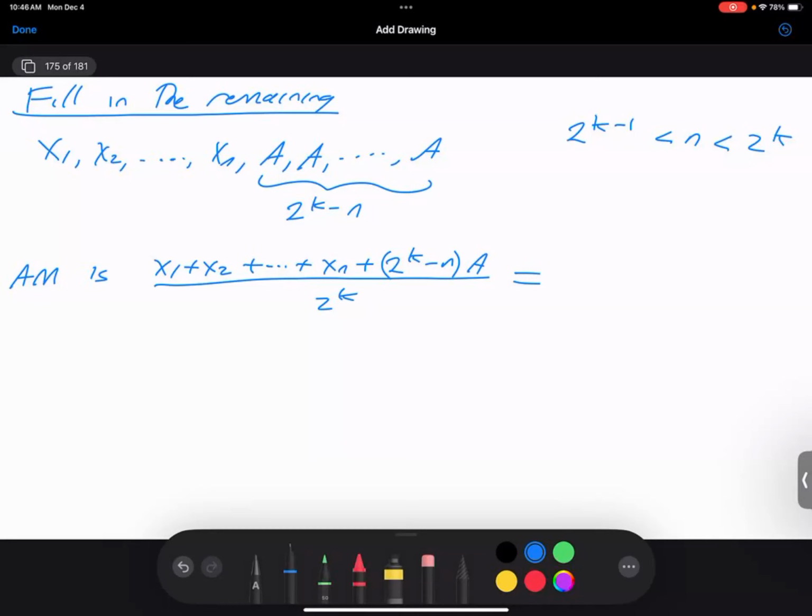Not the geometric mean. The sum of the x's over n. We want this to be the arithmetic mean. Imagine we choose a so that this is now the arithmetic mean. So we want this to be x1 plus through xn over n. So let's see if this is possible. So let's find a.